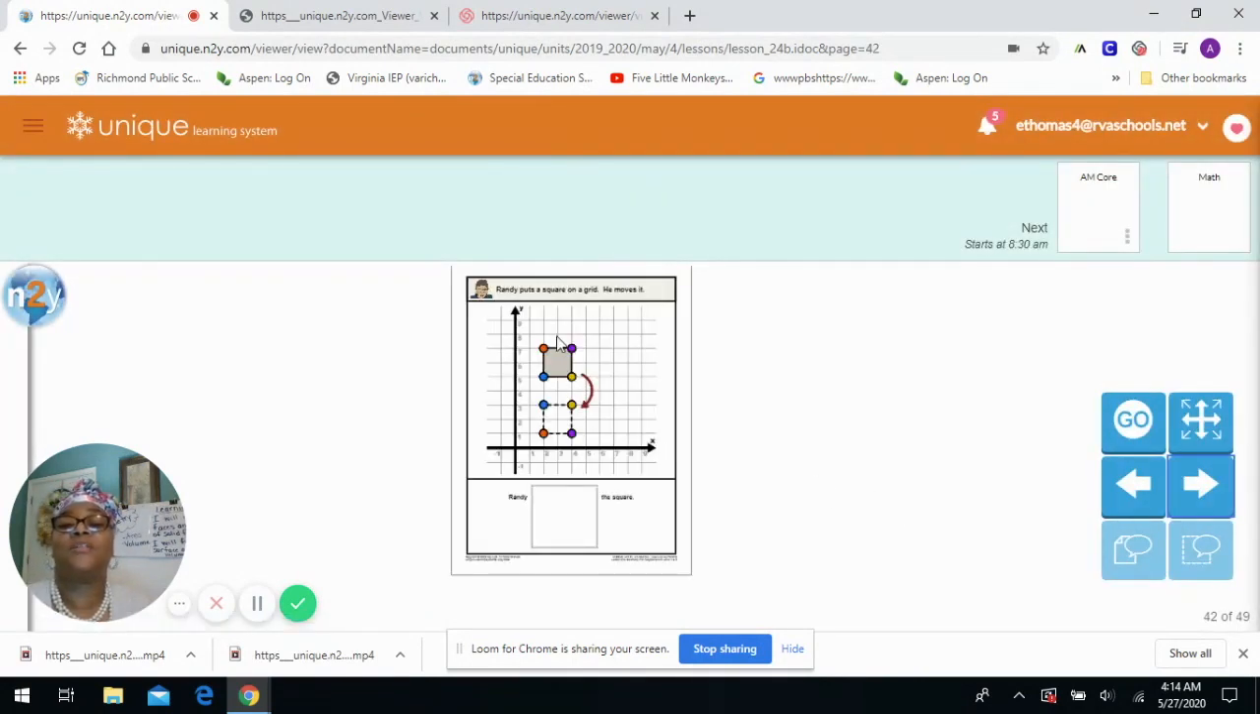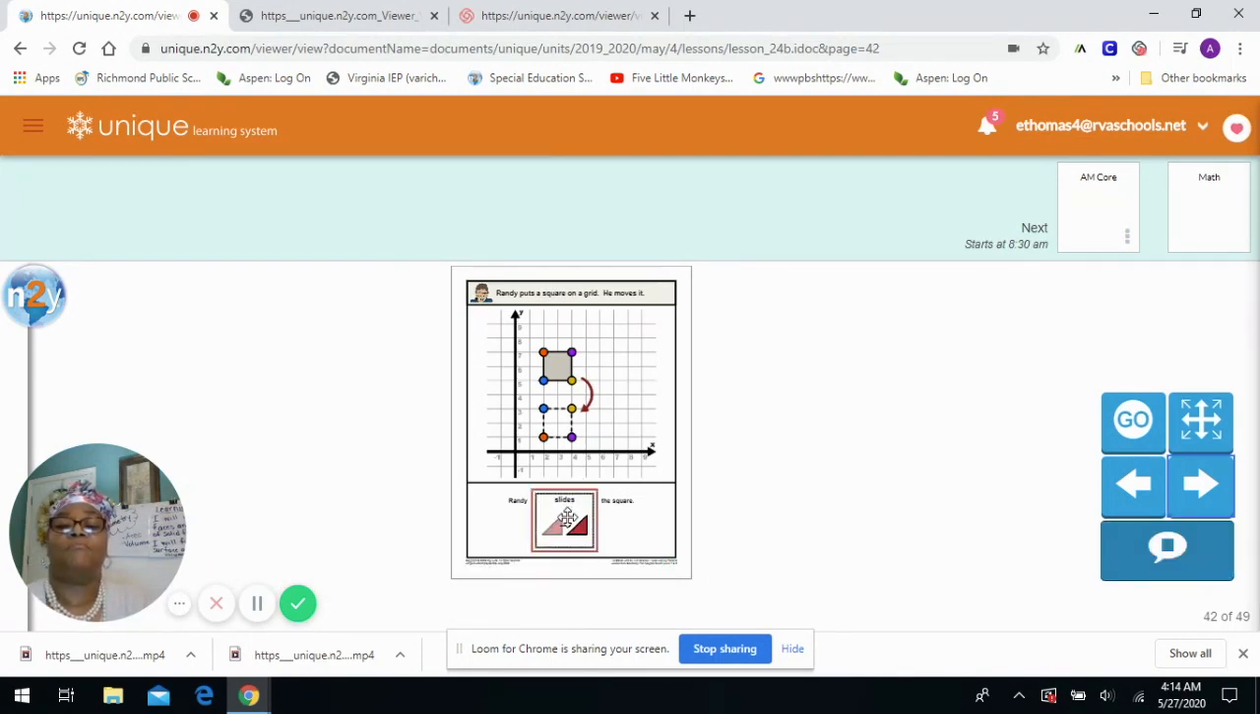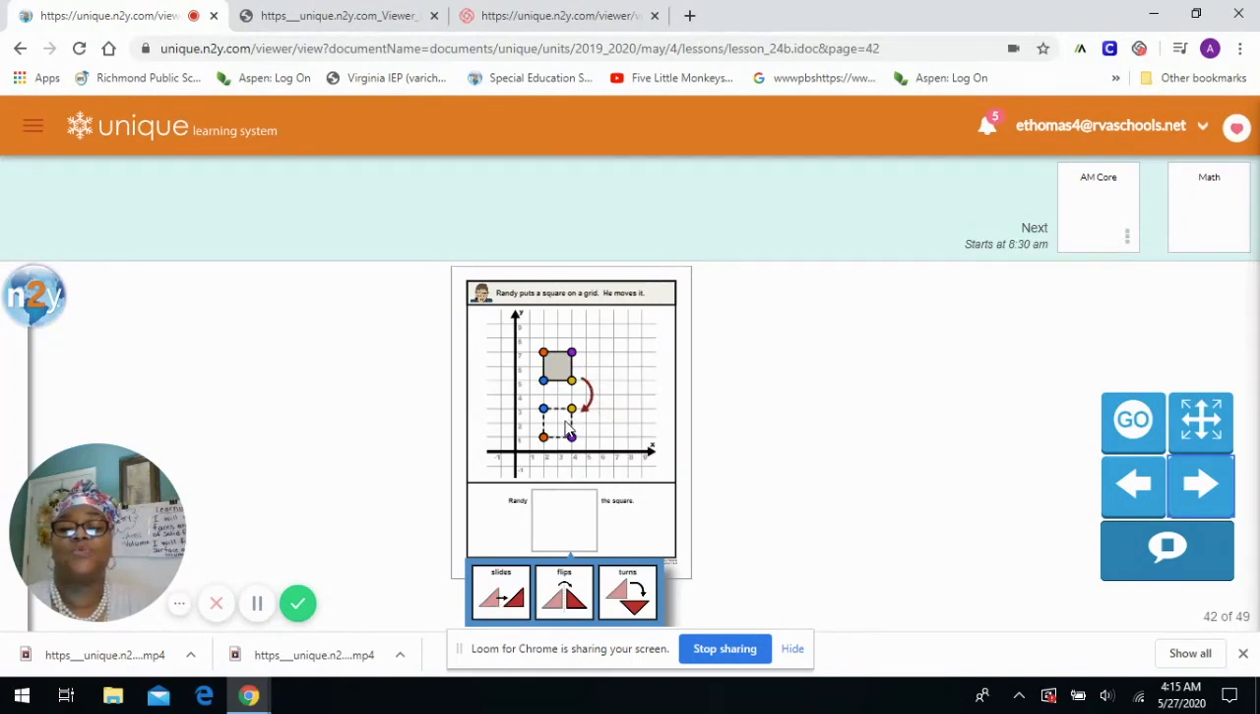All right, here we go. It says Randy puts a square on a grid. He moves it. Goes from here to there. What did he do? Still on the same side. Did he slide it, flip it, or turn it? Let's see. Oh, it's not slide. What did he do? Don't let the shapes fool you, because it's this way. So he does what?